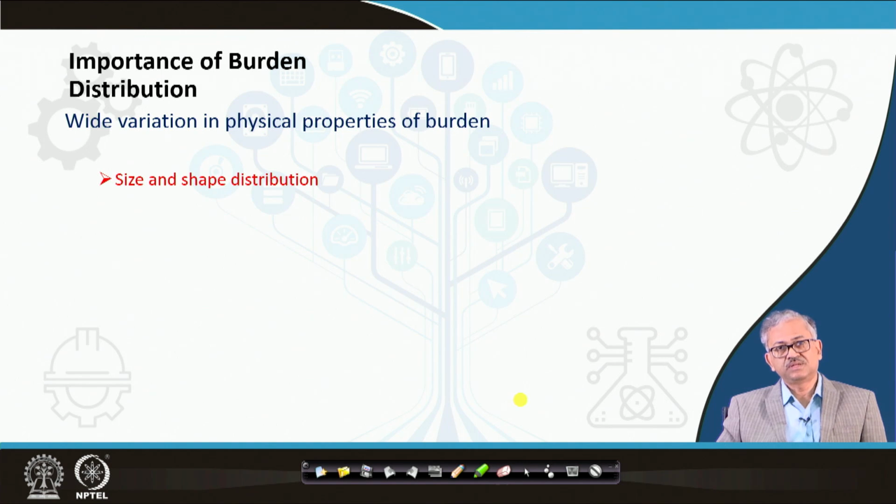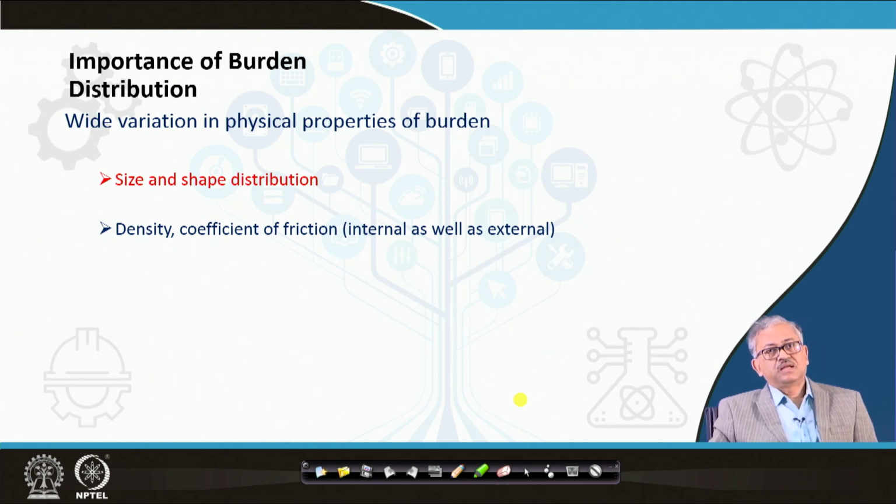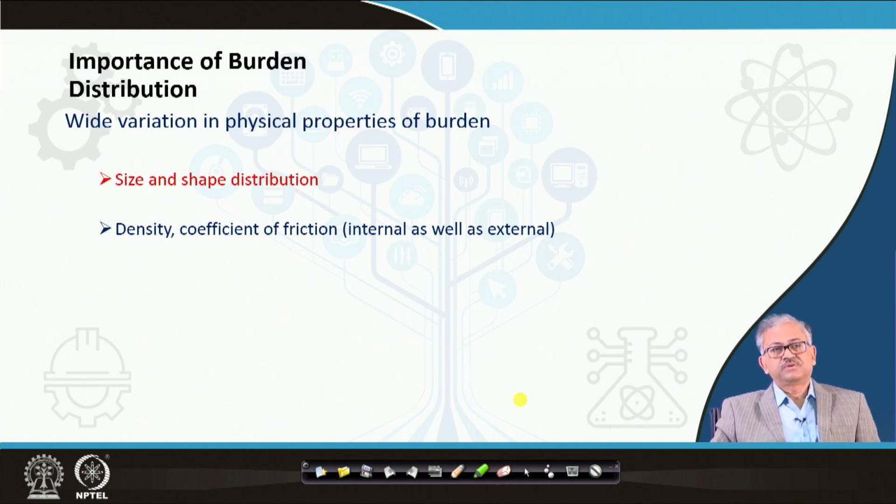Only pellets are very spherical, almost spherical in size. Otherwise, the shapes are not very regular. So, there is a size and shape distribution. And then you have physical properties. If you consider density difference, obviously iron ore is much heavier compared to coke, maybe 5 times, because the density may be 5 gram per cc for iron ore, and for coke it may be 1, and limestone in between.